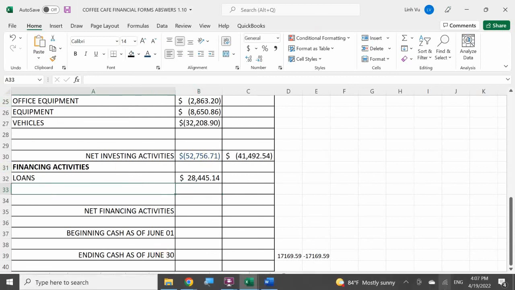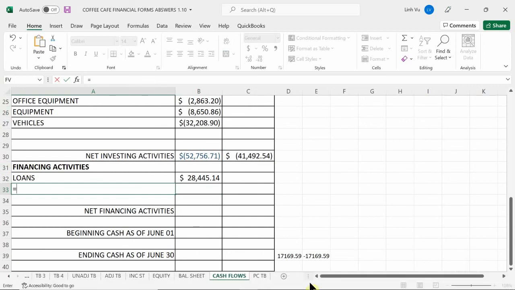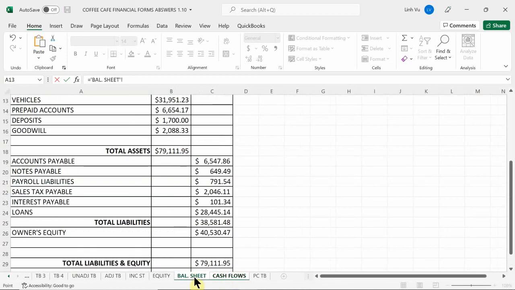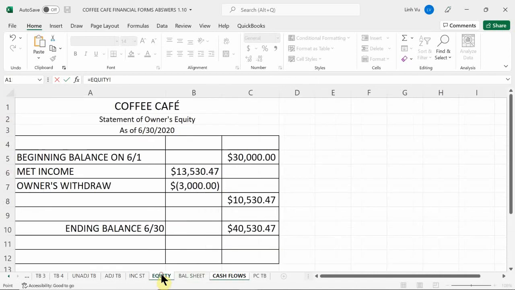Okay? Now, other contributing factors are going to be your equity, right? Well, let's go back to the equity. Right now, my equity on my balance sheet is a total of $40,530, right? But this includes my net income. So I have to backtrack that because I already have my net income at the top of my statement of cash flows. So that means I need to subtract that out. So therefore, I'm left with 27,000, right?